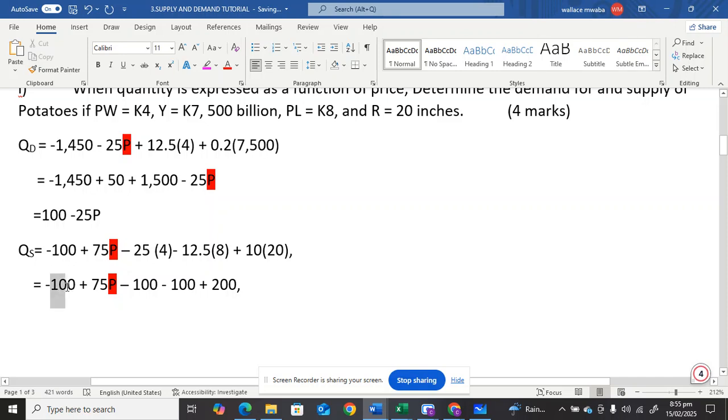So negative 100 minus 100, negative 200, minus 100, negative 300, plus 200, negative 100. So it's negative 100 plus 75p. So this is our supply function.